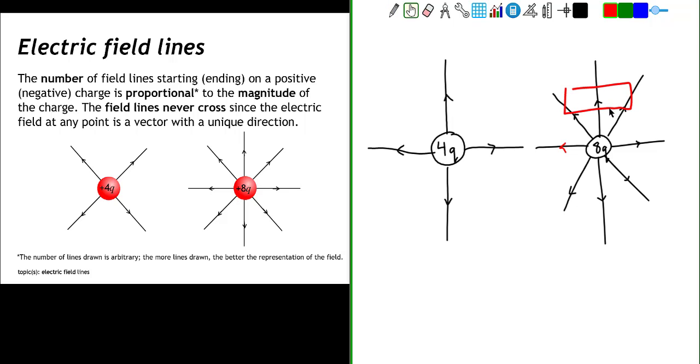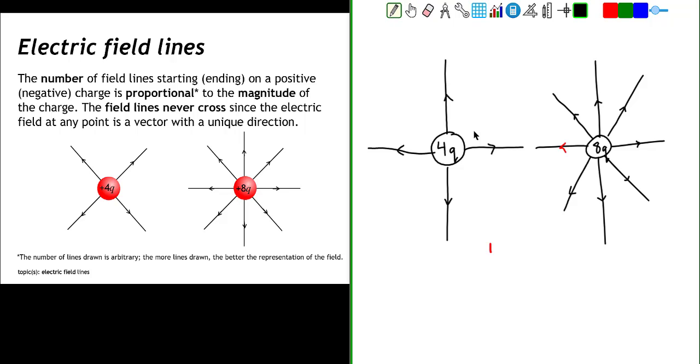And you can see that just by drawing a representative rectangle there. Here I have, in this region of space right by the charge, 3 electric field lines. In the same region of space, for the 4Q charge, I just have 1. Now, that doesn't mean that this 8Q has 3 times the strength as this 4Q at that region of space, because remember, this is just a model. But how we're going to interpret the number of field lines is like this.